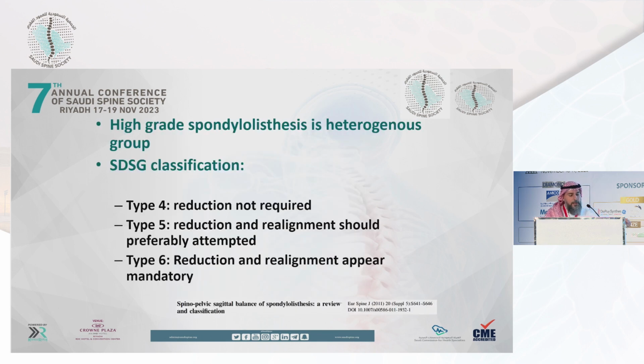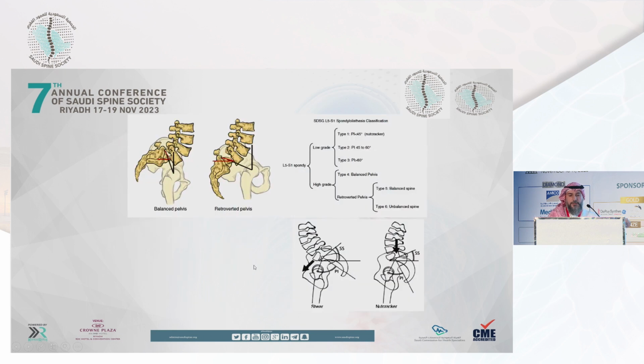So for those high-grade spondylolisthesis, the Spinal Deformity Study Group divided them into types 4, 5, and 6. Those are for the high-grade spondylolisthesis. So the guideline for management: for type 4, reduction is not required. For type 5, reduction and realignment should preferably be attempted, but for type 6, reduction and realignment appear mandatory. But what are those types?